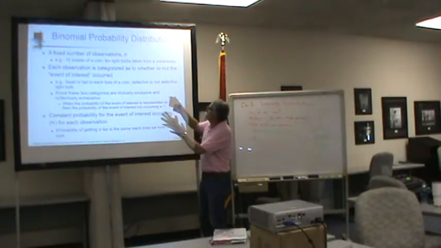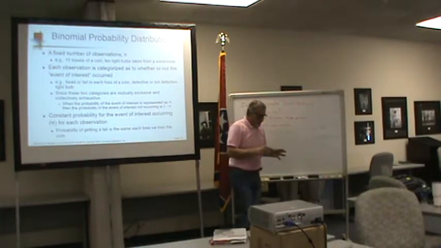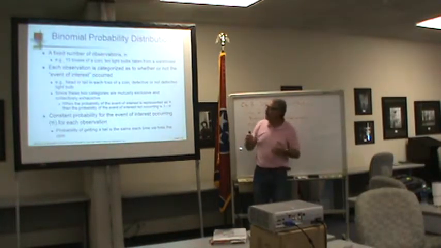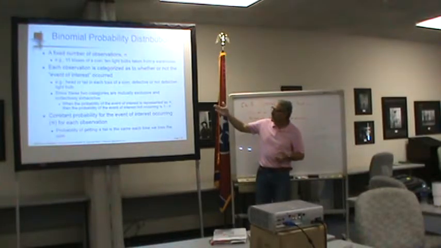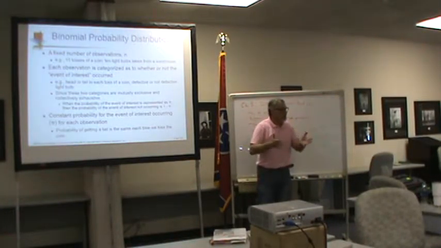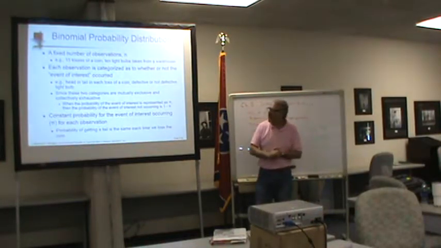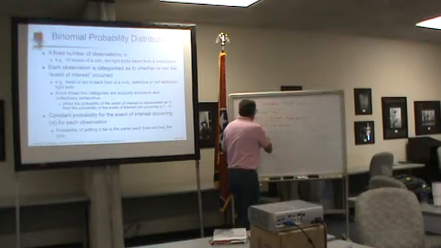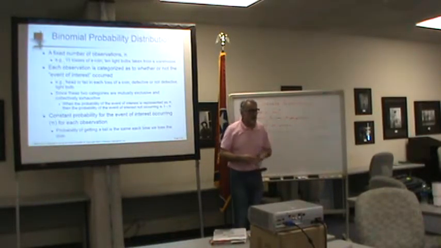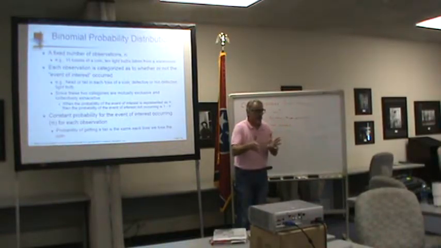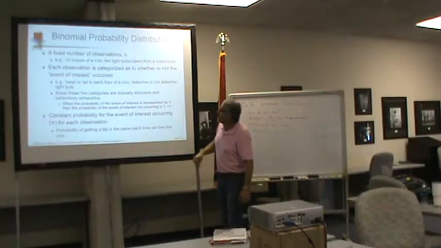Each observation is categorized as to whether, they call it an event of interest. For example, an event of interest with the coin toss might be getting a head, like the first question we had. The event of interest with the light bulb might be defective or not defective. The event of interest in here might be the birth month. Say you knew all of these people had anorexia. We're not looking for that. We're looking for what month they were born in. So maybe the event of interest might be February.